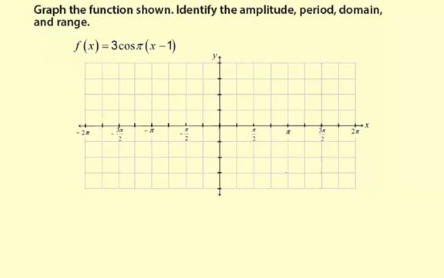Graph the function shown. Identify the amplitude, period, domain, and range. f(x) = 3 cos(π(x − 1)). I'll start off with the amplitude. The amplitude is 3.